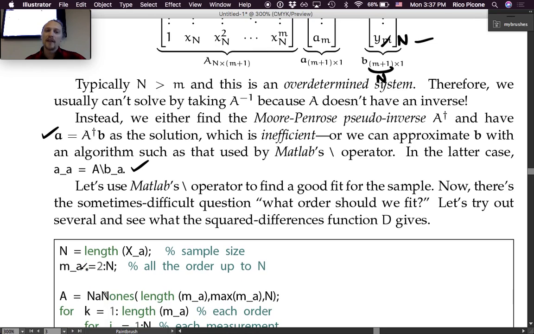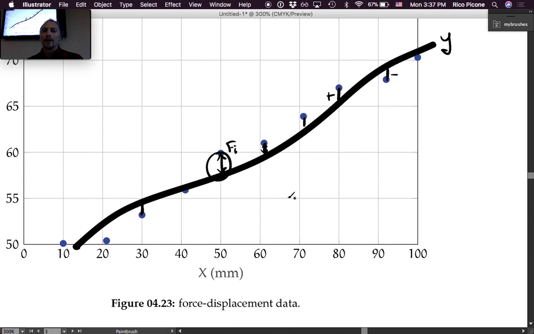So let's use MATLAB's slash operator to find a good fit for the sample. There's a sometimes difficult question: what order should we fit? In this problem, I think it's pretty clear that first order makes sense, because theoretically we think a spring is probably pretty linear, at least in some operating regime. The data looks pretty linear, so we probably should do something like first order.